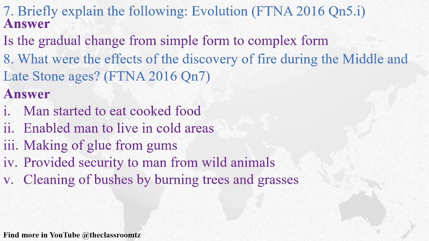Cleaning of bushes by burning trees and grasses. Fire was also a cleaning agent. In a place where man wanted to start a settlement or farming activities, if there were trees, grasses and bushes, man used fire to clear those areas. And even up to today, especially when we are preparing our farms for the next season, we use fire to clear the bushes.